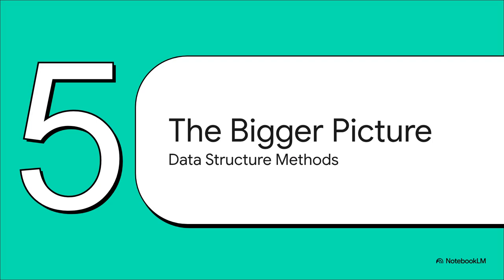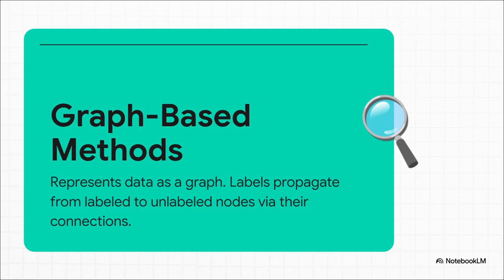Okay, so self-training and co-training are all about making better individual guesses. But our next two strategies are a little different. They zoom out. They're all about understanding the bigger picture, the overall shape and structure of all the data. First up, we have graph-based methods.